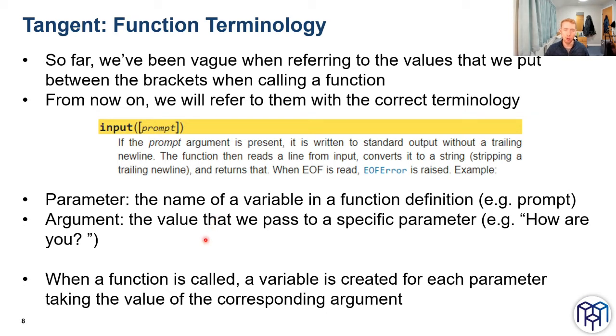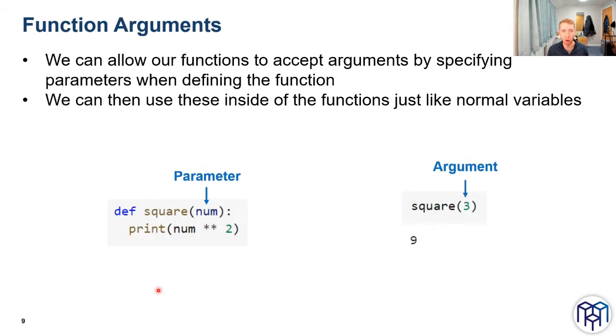This will be cleared up a bit when we see how we can use parameters on the next slide or two. But that's the terminology. A general way of thinking about it is that when a function is called, a variable is created inside of that function for every parameter. And the value given to that variable is the argument that we passed in that matched up with it. So let's see a more clear example of how that works.